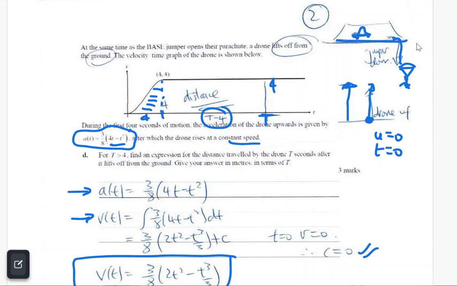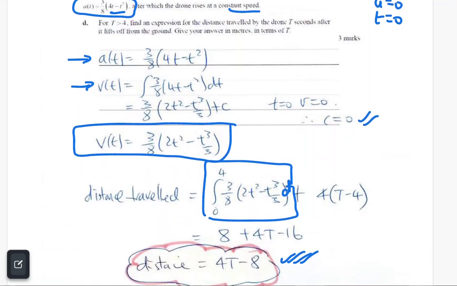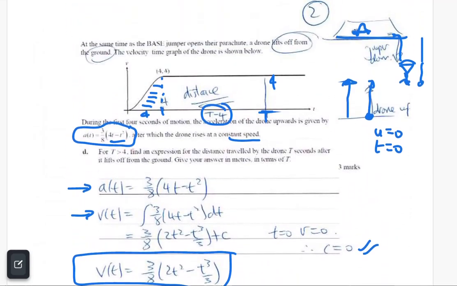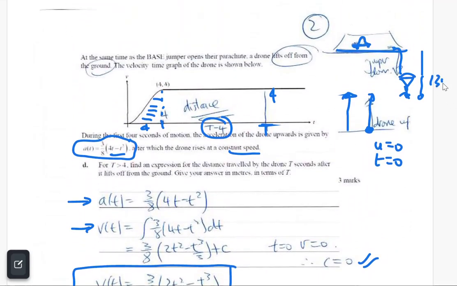At the same time, the parachutist is falling and then using the parachute to come down. The last part of the question, they give me the velocity of the parachutist once she opens the parachute. The drone and the jumper are at the same height when the base jumper has fallen 135 metres. So when 135 metres has fallen, they're at the same height.